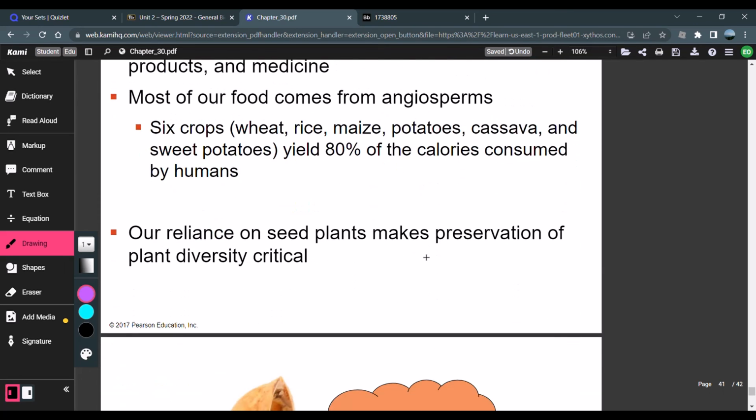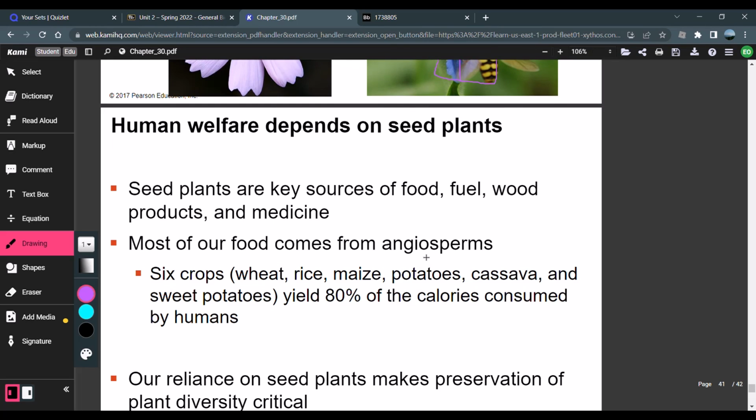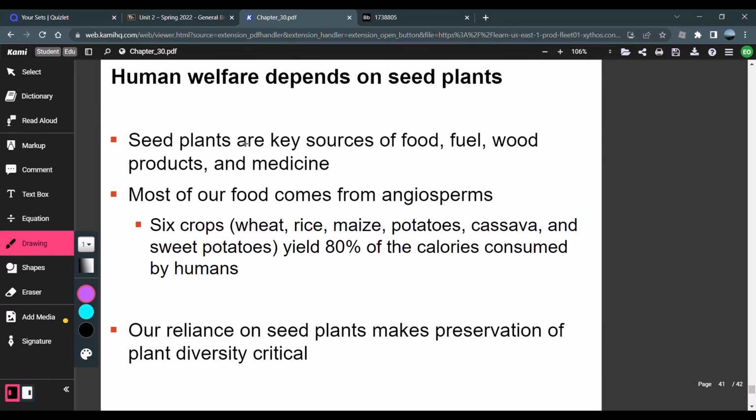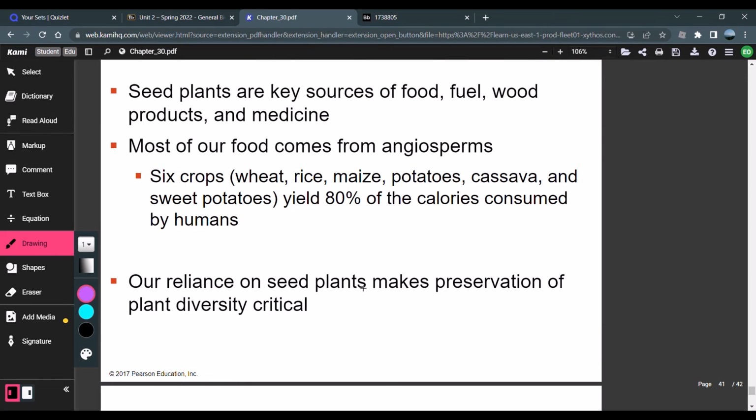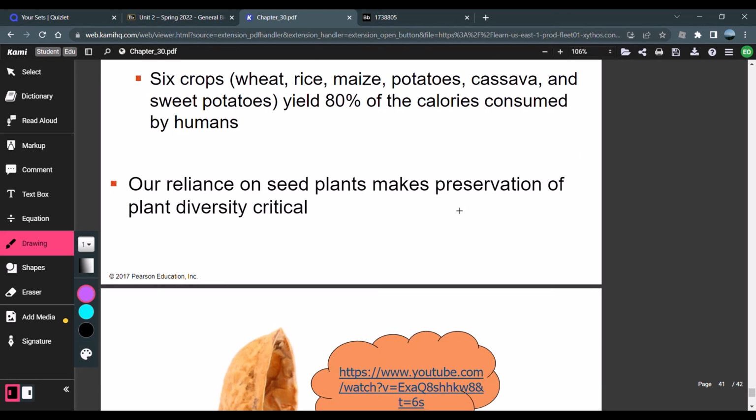Human welfare depends on seed plants. So seeds are key sources of food, fuel, wood products, and medicine. Most of our food comes from angiosperms. So 6 crops, wheat, rice, maize, potatoes, cassava, and sweet potatoes yield 80% of the calories consumed by humans. So that's a pretty good chunk of our diet. And we really depend on angiosperms because they produce food for us. Our reliance on seed plants makes preservation of plant diversity critical.